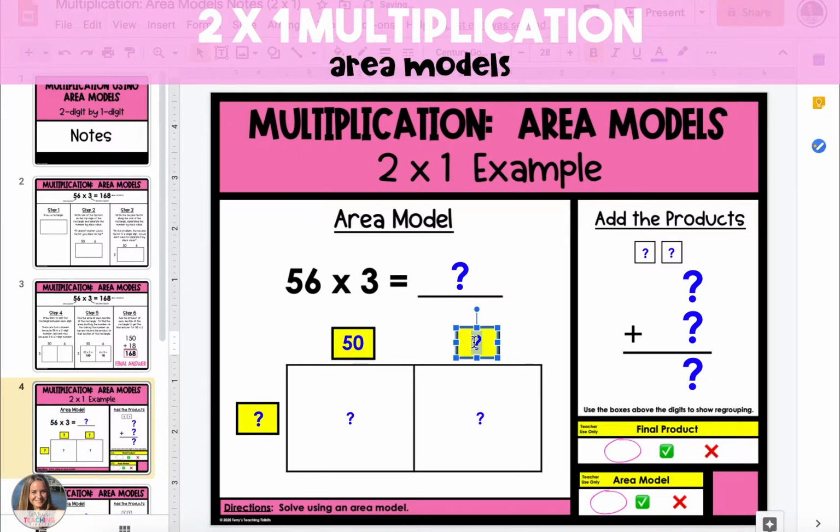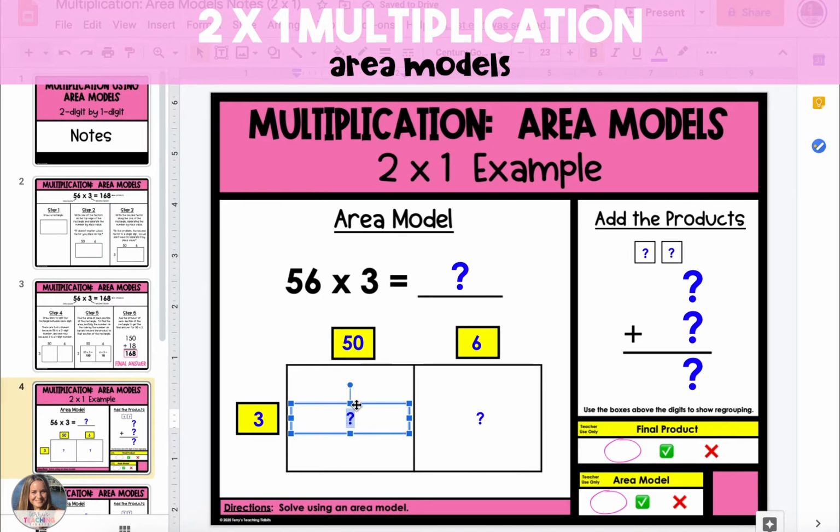We're going to put 56 on the top, but we're going to separate our number by place value, so we will separate it into 50 and 6. And our second factor of 3 will be placed on the side of the rectangle, and there will be only one row because 3 is a 1-digit number.